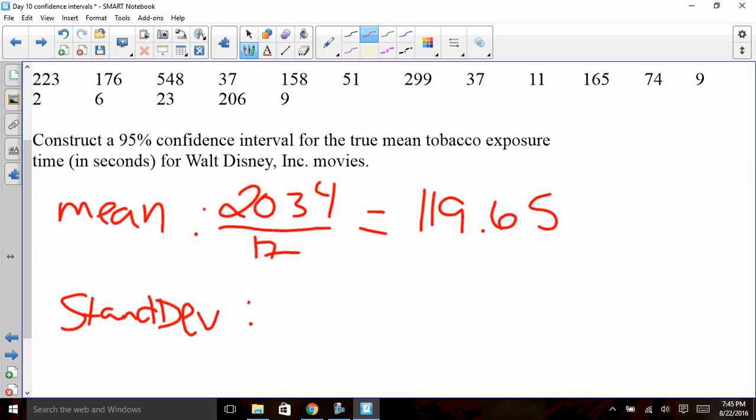Then I'm going to plug all of those into my standard deviation. If you can't remember how to do your standard deviation, go back to day 3 and watch that video. It helps you put that all in. Once you do, again, go ahead and pause. I get 144.34.